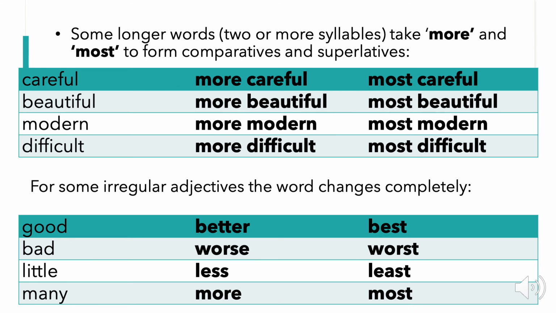There are such things as irregular adjectives, and in this case, the word changes completely. There aren't any rules for understanding how the words change to comparatives and superlatives. It's something that you'll have to memorize. These are words that come up a lot, so it's good for you to learn how these change. For example, good becomes better and best. Bad, worse, worst. Little, less, least. Many, more, most.